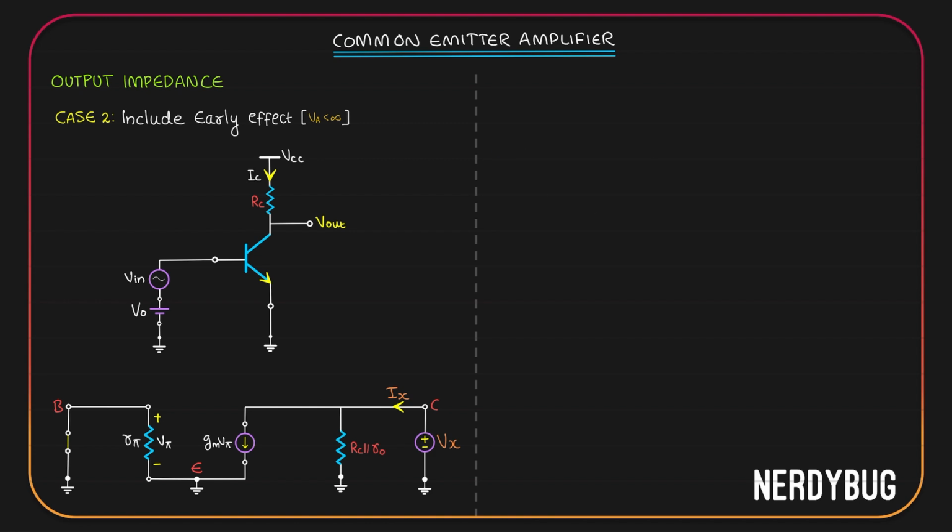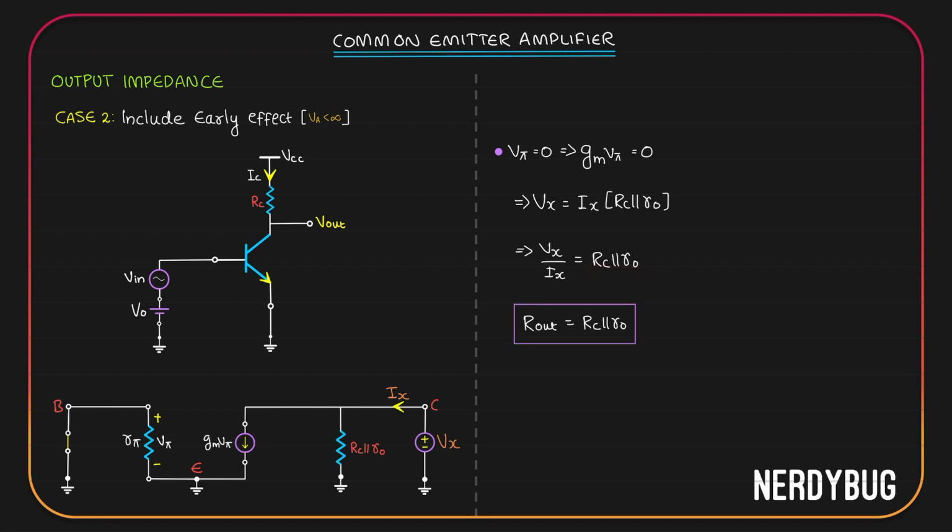Let us write this down. Since R pi is shorted, potential across it V pi will be 0. If V pi is 0, GM V pi is 0. Then we get Vx is Ix multiplied by RC parallel to R0. From here we can write Vx by Ix. It is RC parallel to R0. So the output impedance is RC parallel to R0 if we consider the early effect.